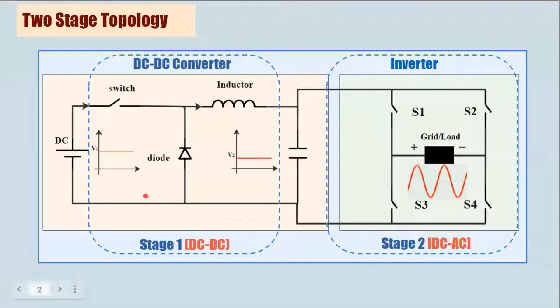So this is the two-stage topology circuit. Two stages means stage 1 and stage 2. Stage 1 for conversion DC to DC, whereas stage 2 for DC to AC. You can see we want to feed this DC power to the AC load or grid. So what we will do, first we will convert this DC voltage to another DC voltage. It may be step up or step down.